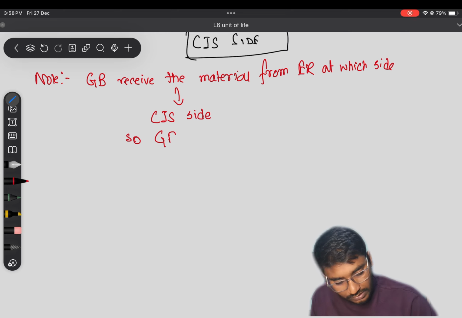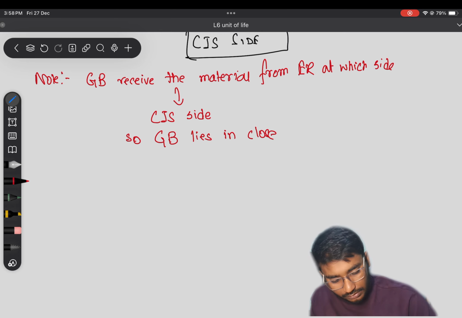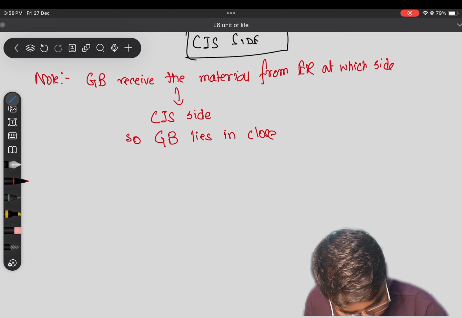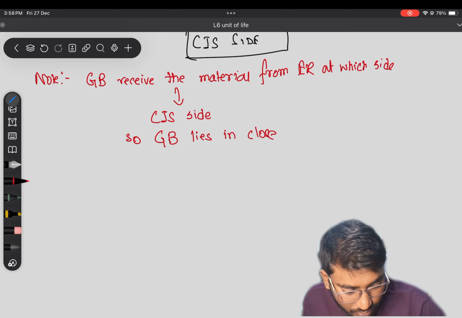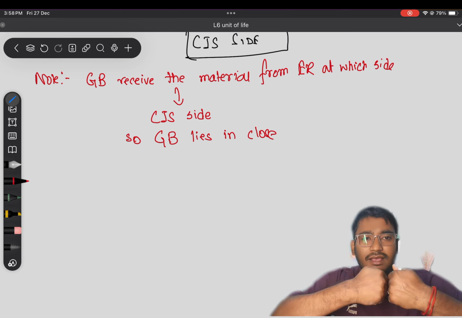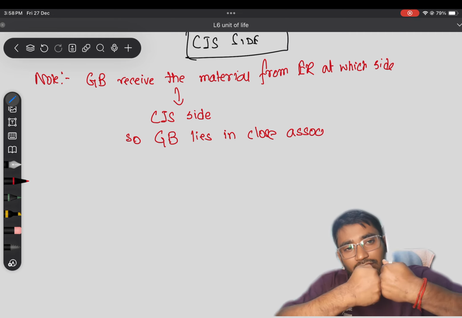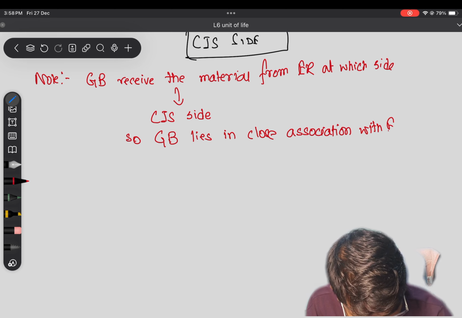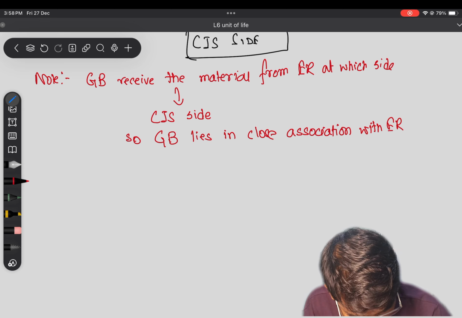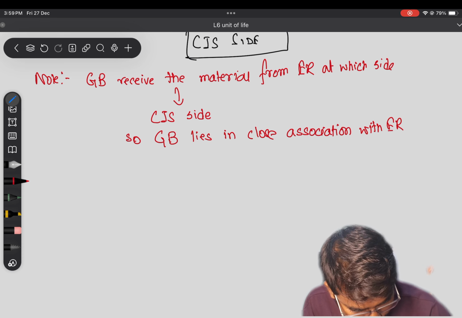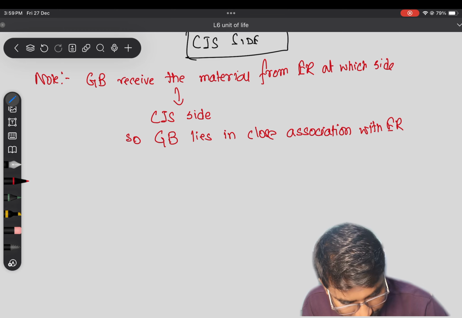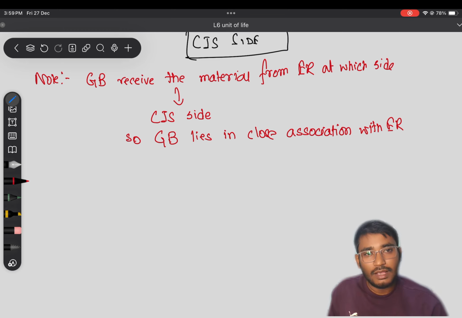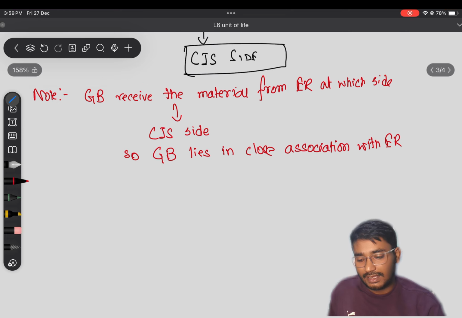So Golgi body lies in close contact, it stays tightly attached. This is the endoplasmic reticulum and this is the Golgi body, it stays attached. Lies in close association with endoplasmic reticulum. Okay, it stays attached to the endoplasmic reticulum.